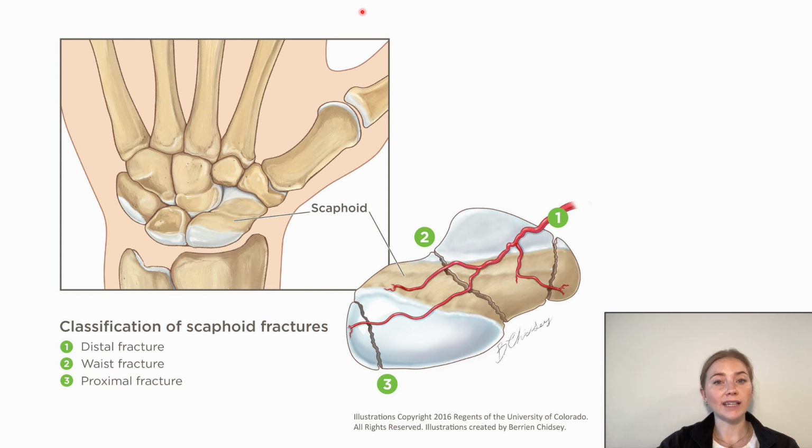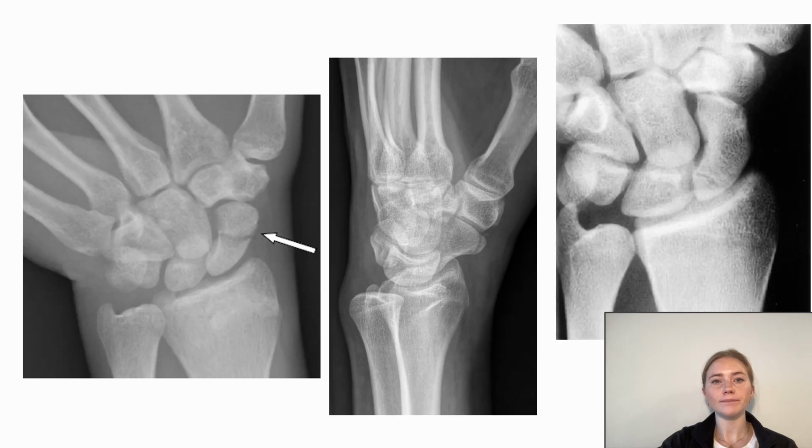If the scaphoid doesn't get adequate blood supply, it is at a high risk of non-union and osteonecrosis, as well as long-term pain and arthritis. So this can be a very serious injury. As a result, it is very important to identify scaphoid fractures either radiologically or clinically.